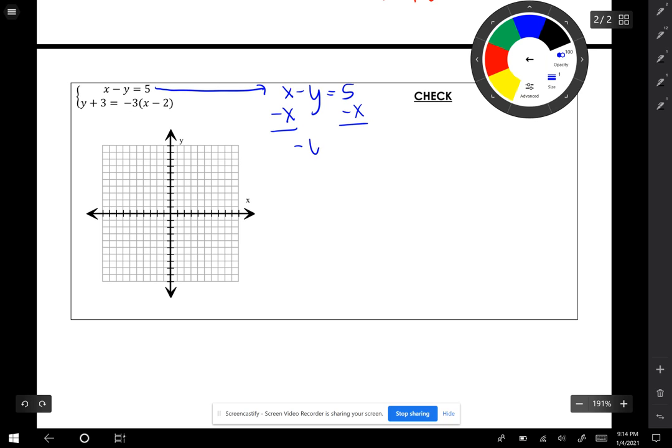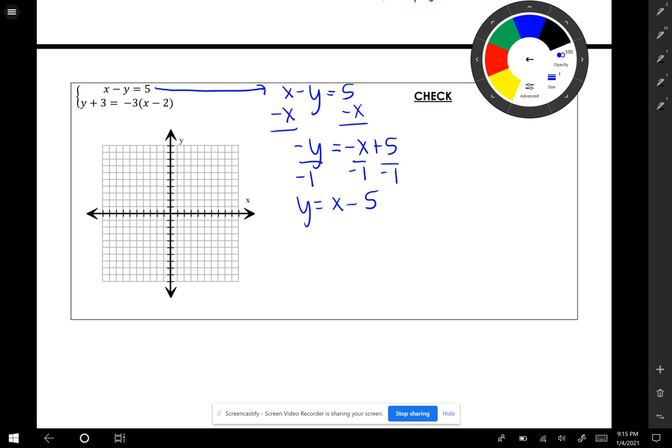This leaves me with -y equals -x, and the 5 is positive, so I put a +5. Now, to get y completely alone, I need to get rid of the negative, so I'm going to divide everything by -1. That gives me y equals positive x minus 5. So I'm going to graph x minus 5. That means my y-intercept is -5, so I'm going to go down 5, 1, 2, 3, 4, 5, and put a dot. My slope is 1 since there's no number listed in front of x. So I go up 1, right 1, and I continue that pattern. I can also go down and back.